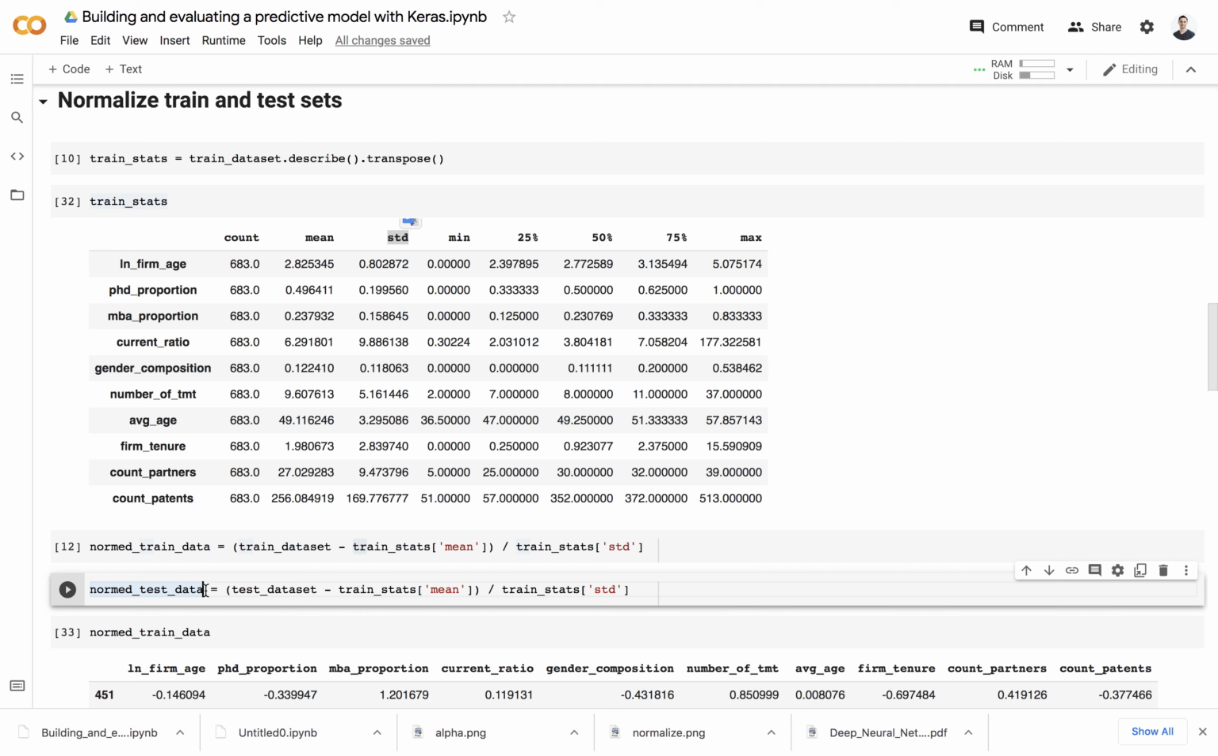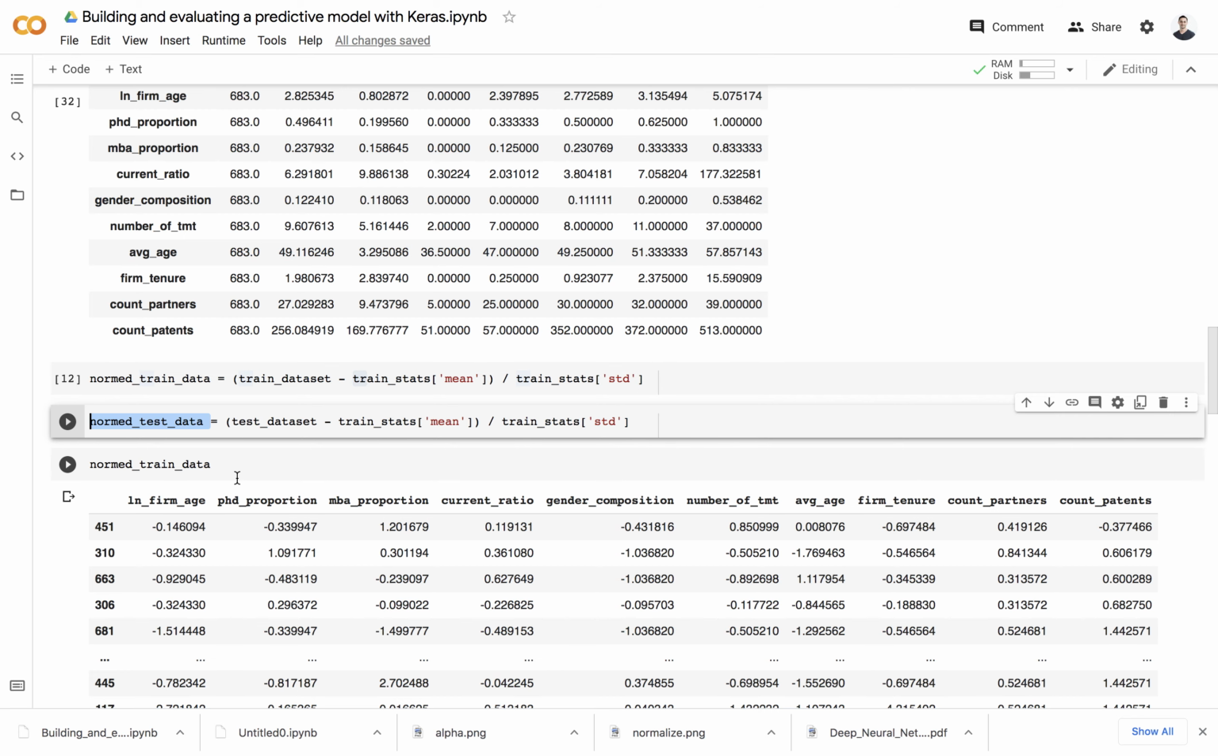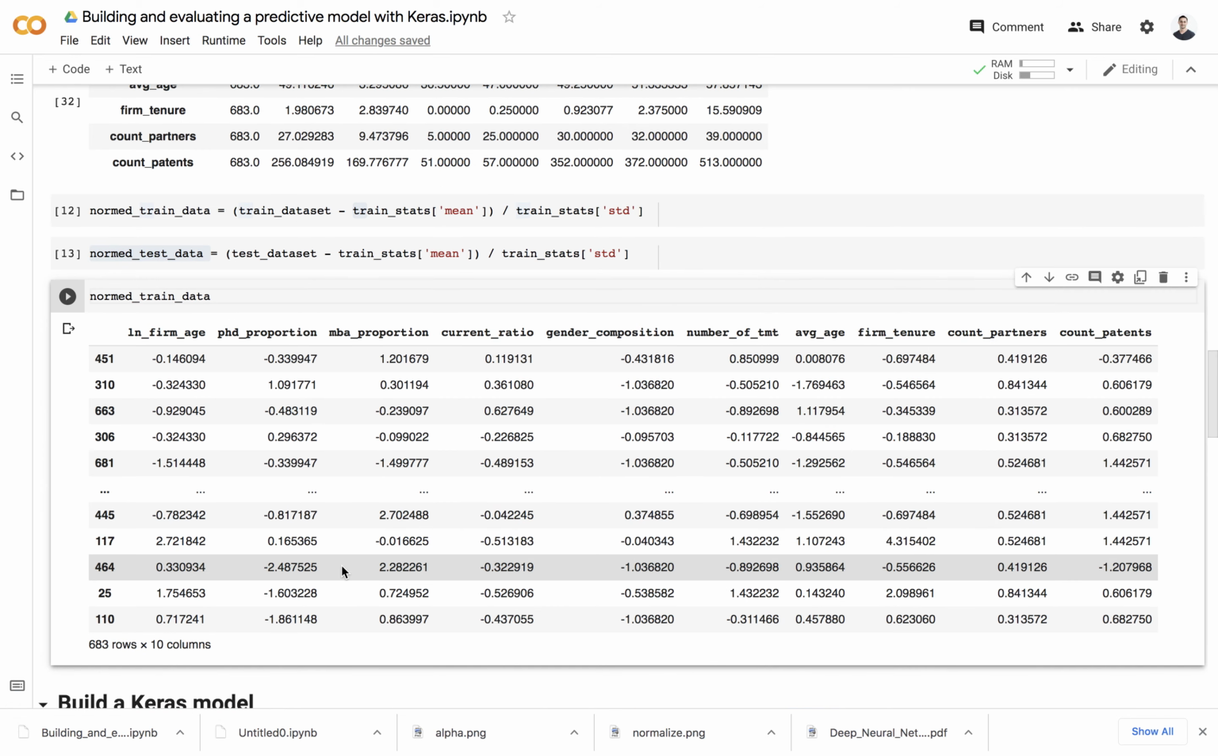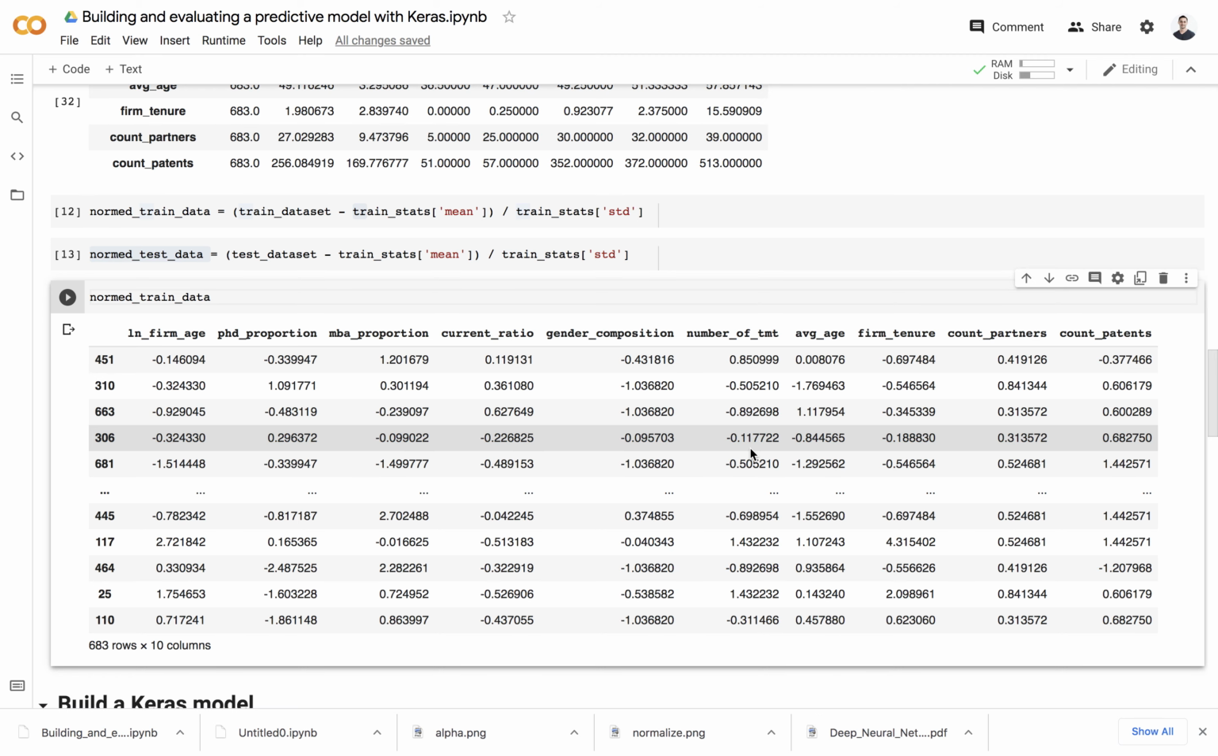But the important thing to mention here is that I have used train stats, so the mean and standard deviation of my train set, to normalize my test set. By so doing, I have the same distributions in the two datasets, which is important for my accuracy in the end. So in the train dataset, as you can also see, now all variables have the same levels. They have small numbers now. Now we are ready to start building a Keras model.